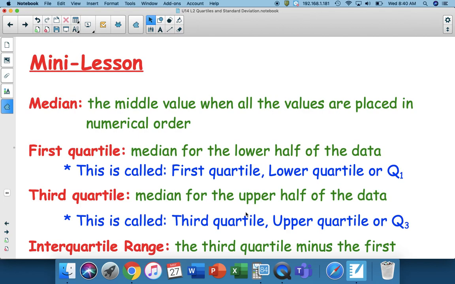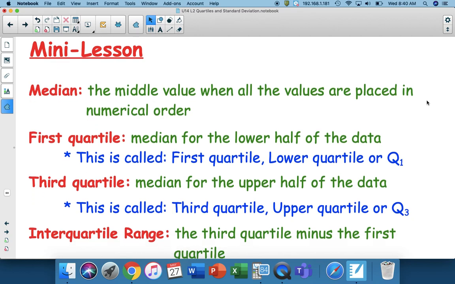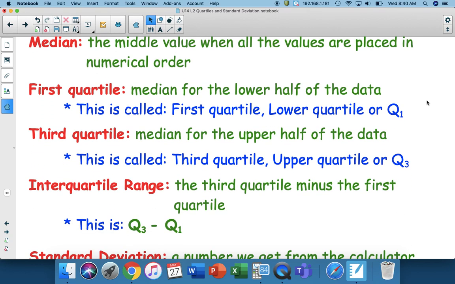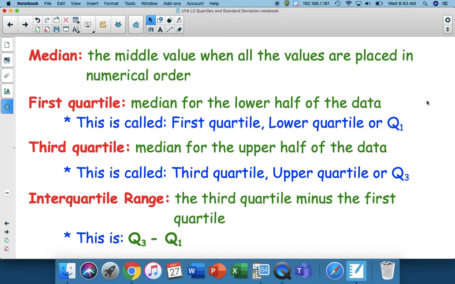So that's what we've got on tap for today. Today, we're learning some new vocab words. Take a pause and write these down. We have median, which is the middle value. You know that. Then we're going to have quartiles. The root word of quartile is quart, and quarter means you divide everything into 4 sections.